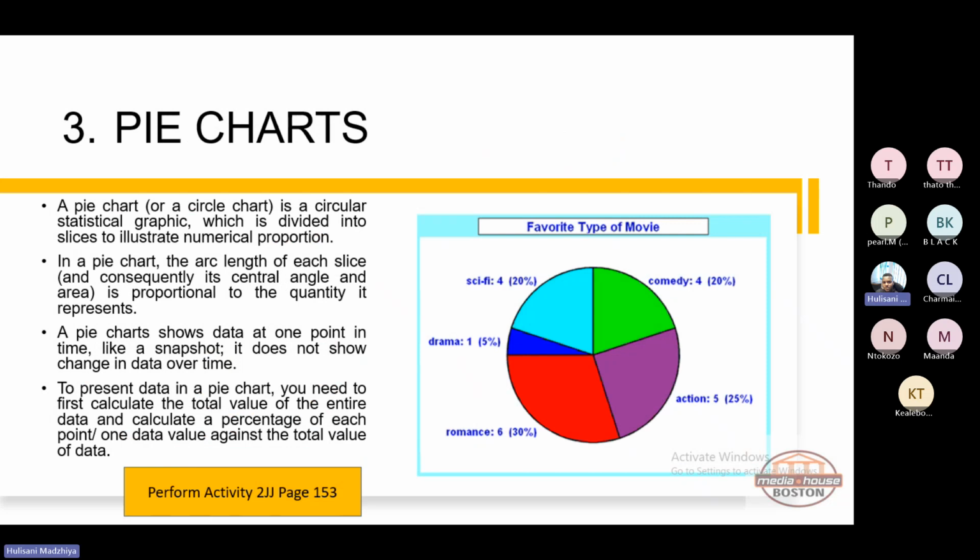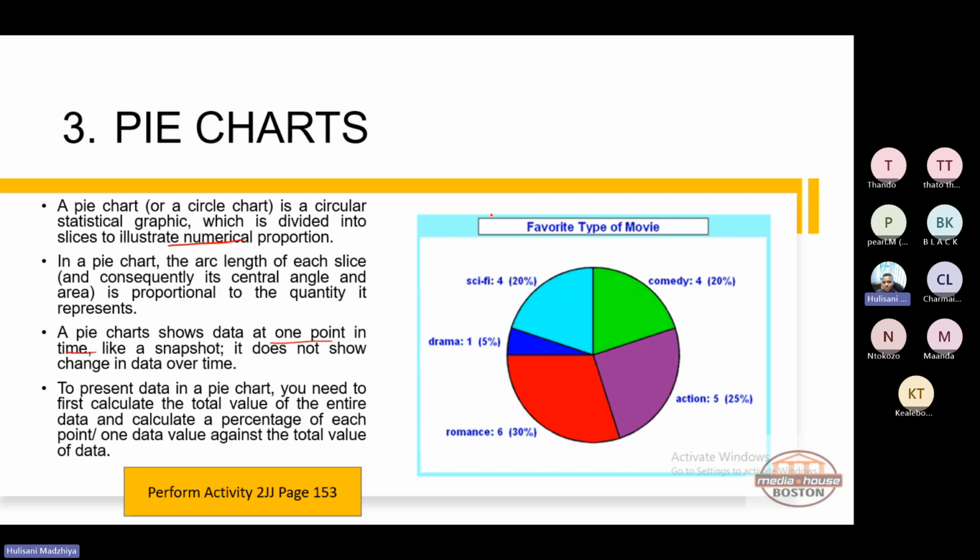And this brings us now to our pie chart. The pie chart is a circular statistical graphic which is divided into slices to illustrate numerical proportion. One of the things that I would like to point out is that a pie chart shows data at one point in time.